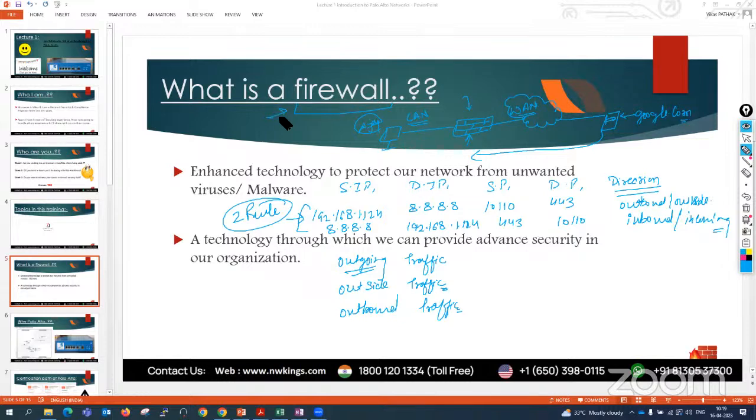Any doubt? Anyone? Sir, for the next generation firewall right now, we don't need any bidirectional policy, right? We are not discussing the next generation firewall. We are just discussing the firewall right now. Only the traditional firewall, simple terms. We will come to the next generation firewall after this.